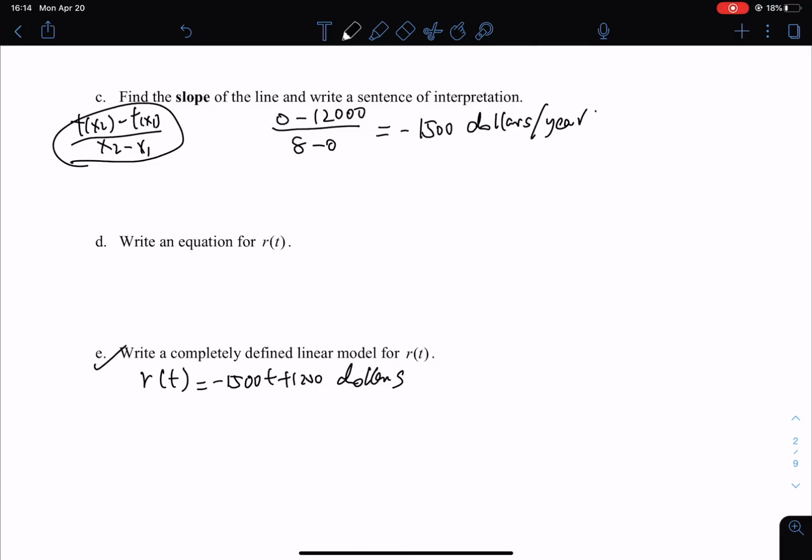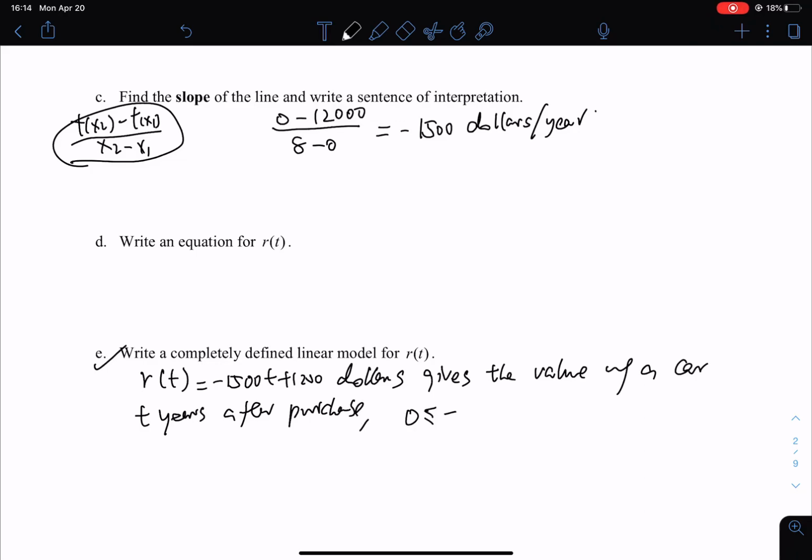And this is a completely different model. So the equation gives the output description, which is the value of a car. The input description is t years after purchase. And you have to include the domain, that is from 0 to 8.